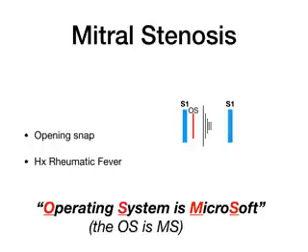And the reality of this is that it's really hard to hear an opening snap when you're actually listening to an audio file. So if they want you to pick mitral stenosis, they're usually going to include the buzzword opening snap. That could change, but that's what I would remember. So again, the operating system is Microsoft, aka the OS is MS, aka the opening snap is mitral stenosis.